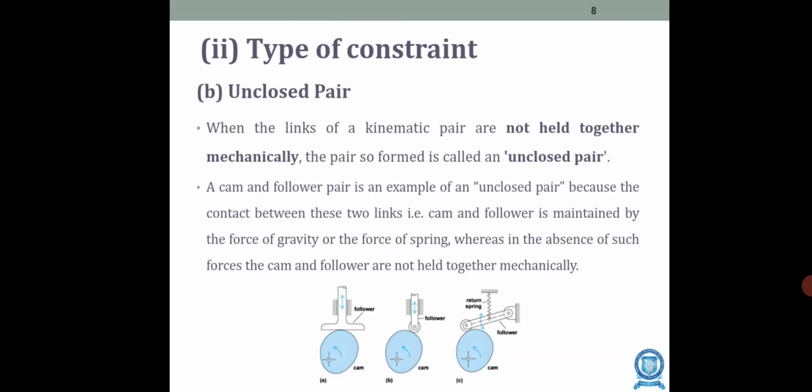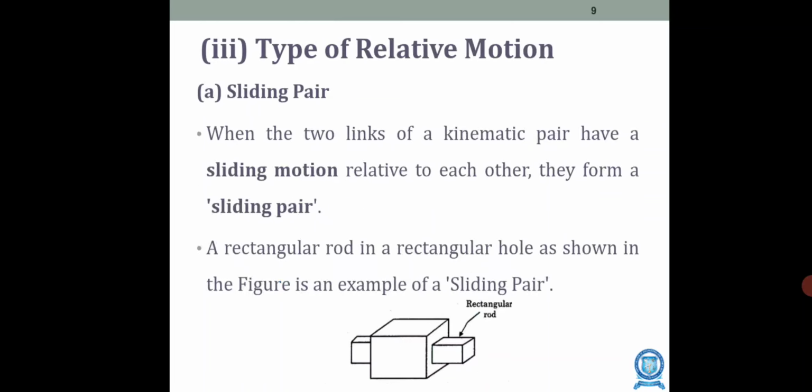And the cam and follower pair is an example of an unclosed pair, because the contact between the two links is maintained by the force of gravity. It can be the force of gravity, a spring, or anything else. They are not held together mechanically, but they are joined as a pair, and there is a relative motion between them. Okay, so this is an unclosed pair.